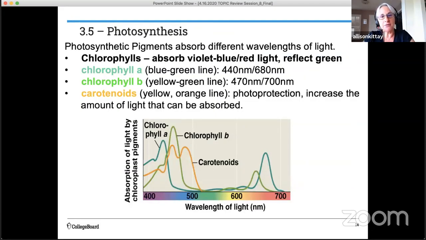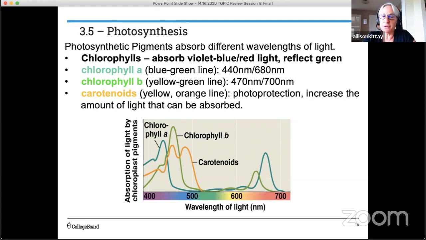So let's talk about the photosynthetic pigments. They absorb different wavelengths of light, and the reason that we have multiple pigments is to expand the visible spectrum of light that plants are able to use to drive photosynthesis. So what you're looking at in that image is the absorption spectrum of three different photosynthetic pigments.